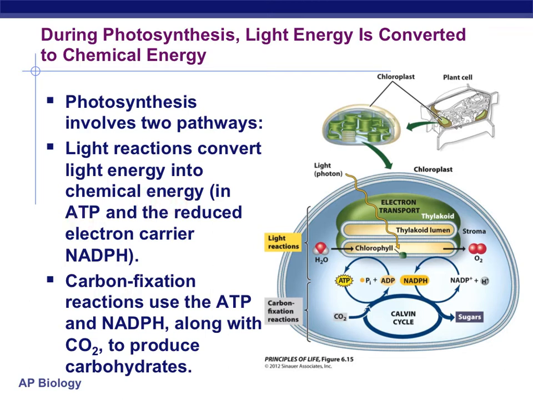Of course, that is ATP, and then the plant side, or the photosynthesis side, electron carrier called NADPH, which is slightly different than the one that we've talked about a lot with cellular respiration. The carbon fixation reactions are going to use that ATP and the electron carriers along with the carbon dioxide to produce the carbohydrates, to produce the sugars.